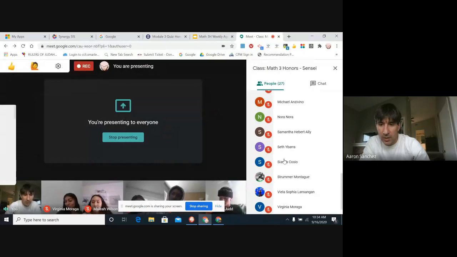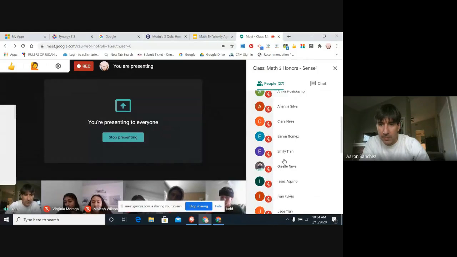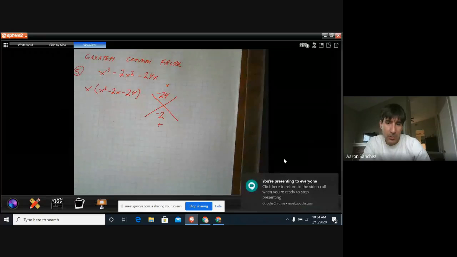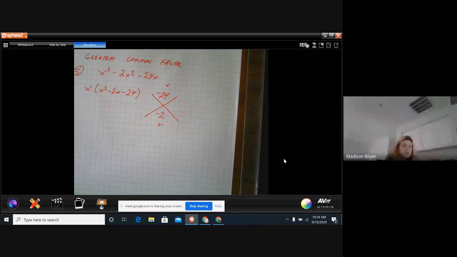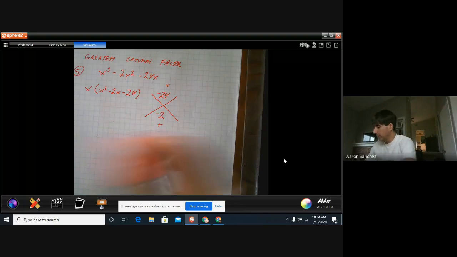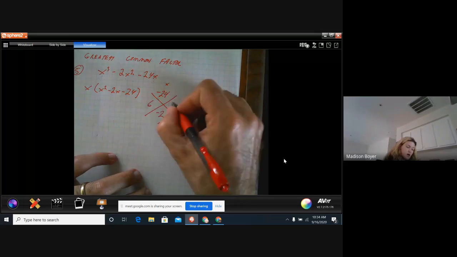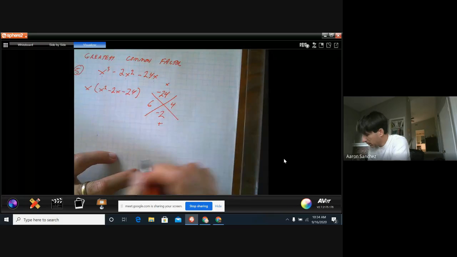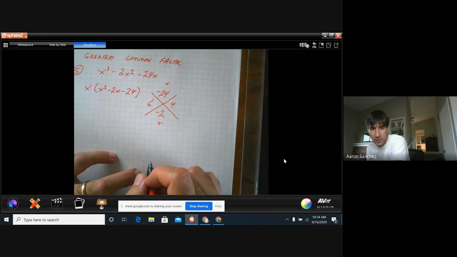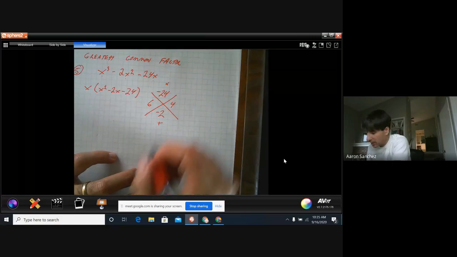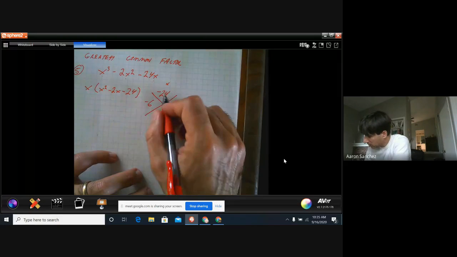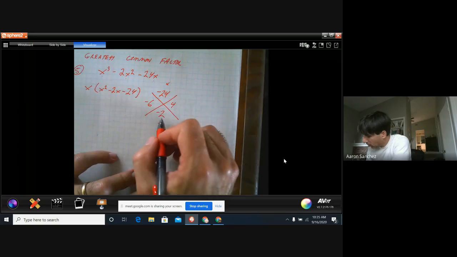Let's go with Madison. Two numbers that multiply and equal 24 besides 12 and 2. 6. 6 and what? 4. Okay, which one should be negative in your opinion? Or do you know? Maybe you know or guess. Which one of those should be negative? 6. 6, okay? Because negative 6 times 4 equals negative 24. Negative 6 plus 4 equals negative 2.